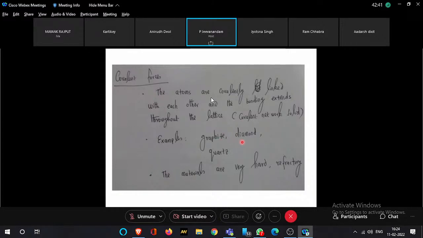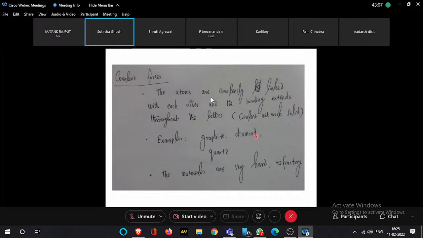Is there any difference between graphite and diamond? Yes, a structural difference. Both are covalent solids only, but structurally there are some minor differences there. Do you know what is the difference? I am sure you know. Graphite is like hexagonal. Graphite has a layer kind of structure. Diamond has a network structure.